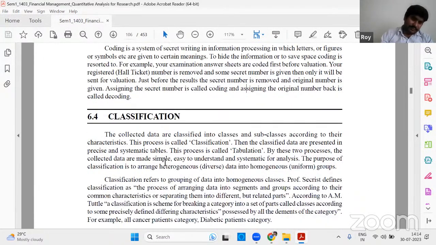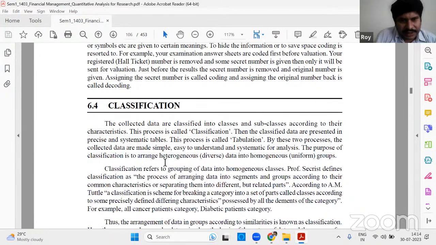Okay, next, classification. The data is classified into classes and subclasses according to their characteristics.